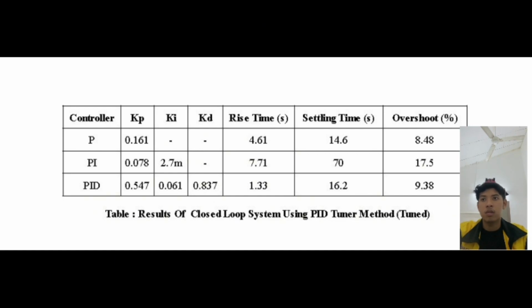And then the PI controller: rise time is 7.71, settling time 70 seconds, overshoot is 70.5%. This PI controller takes longer to reach the target and has a higher overshoot, making it less stable than the P controller. And the last one is the PID controller. Rise time equals 1.33 seconds, settling time 16.2, overshoot equals 9.38%. This controller is the fastest with a short settling time and a moderate overshoot, making it the more stable controller overall.